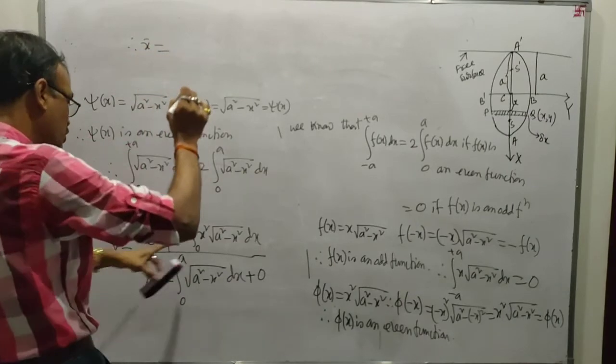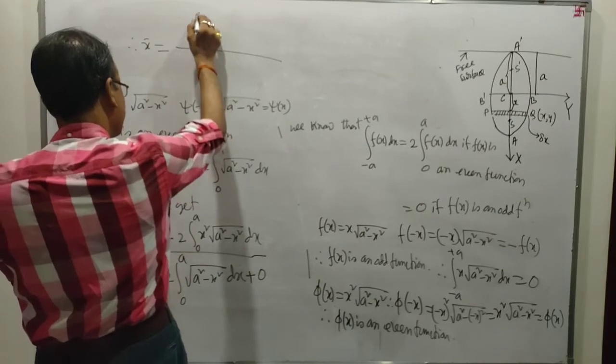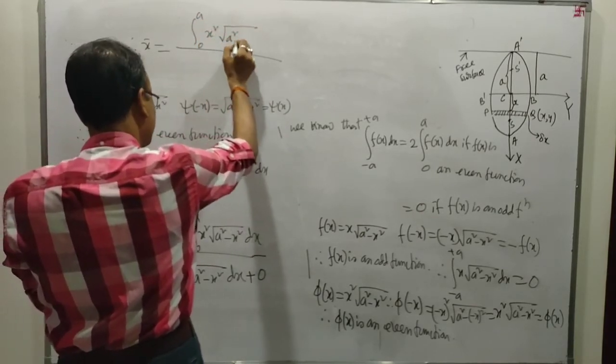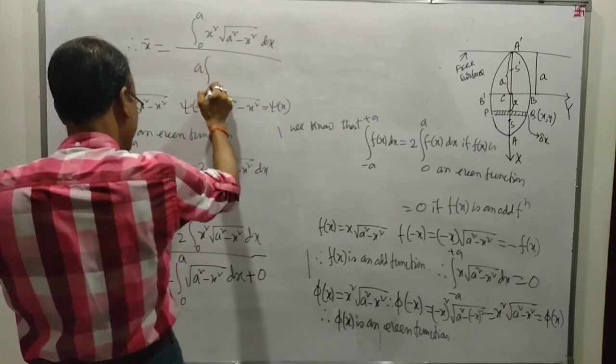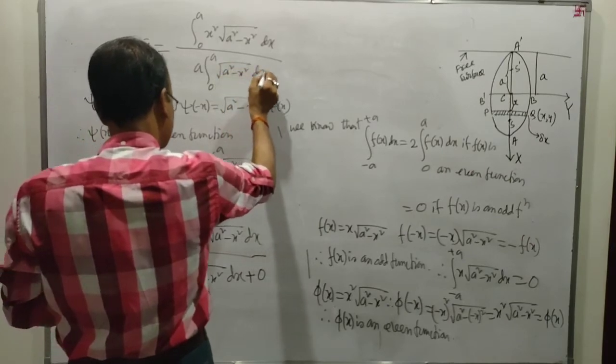x bar equal to. 2, 2 will be also cancelled. It will be the integral from 0 to a of x square root of a square minus x square dx, divided by a times the integral from 0 to a of root of a square minus x square dx.